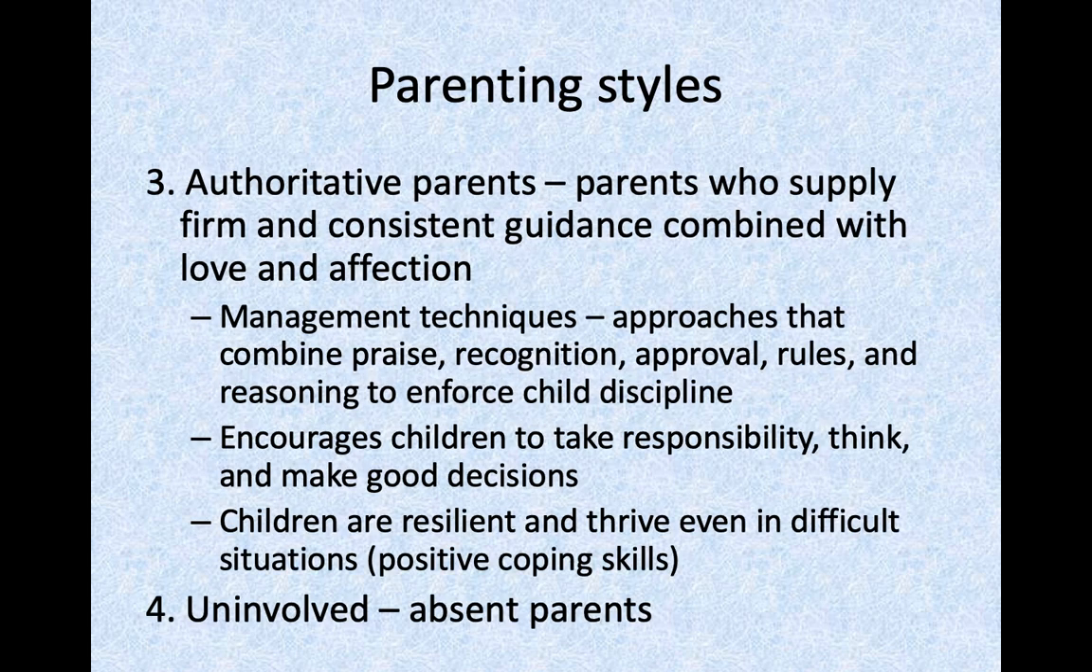And the third type is authoritative parents. These are like the gold standard parent. These are parents who supply firm and consistent guidance combined with love and affection. They use management techniques, which are approaches that combine praise, recognition, approval, rules, and reasoning to enforce child discipline. They encourage children to take responsibility for themselves, to think, make good decisions. They help the kid understand what the rule is. They'll be strict about the rule, but they're going to explain it, and if they have to punish the child, the punishment will fit what they did wrong. These children end up being more resilient, and they thrive even in difficult situations, so they have positive coping skills. They know how to handle themselves.